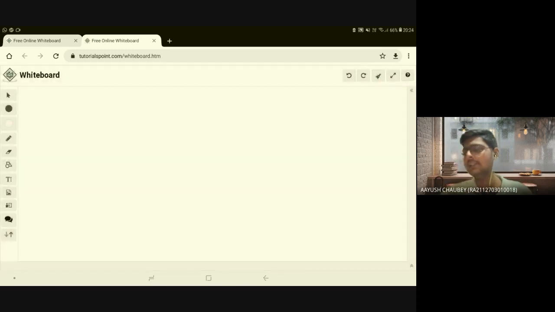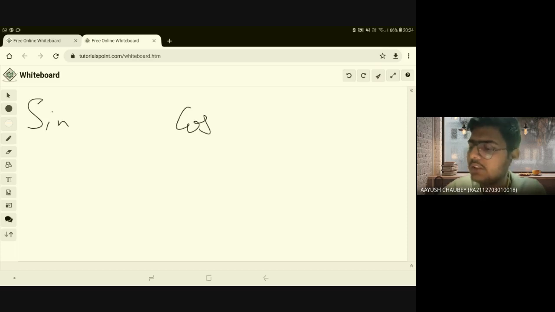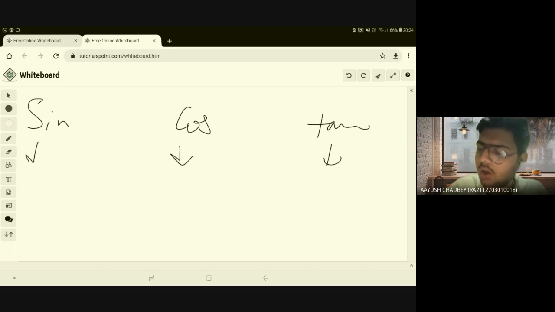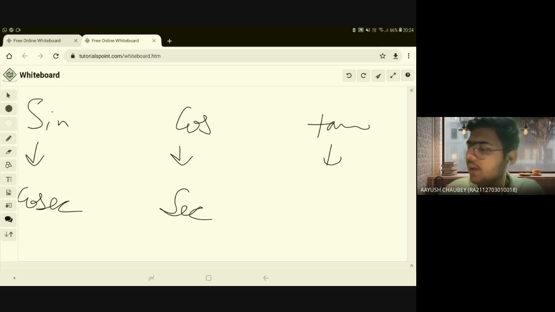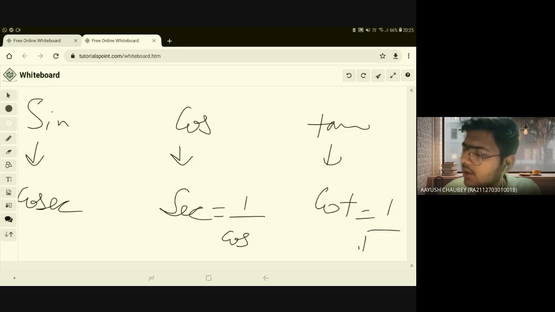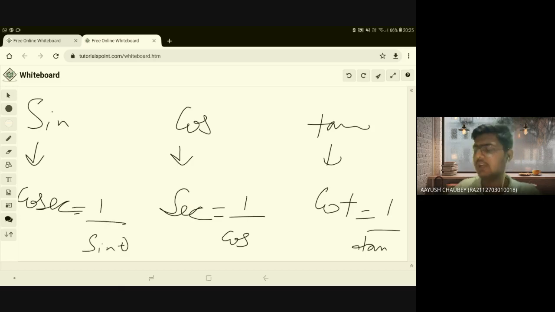And as I told you, from the values of sine, cos and tan you can find the values of cosec, sec and cot, because they are 1 by sine, 1 by cos, and 1 by tan. So till here, I would like to end.